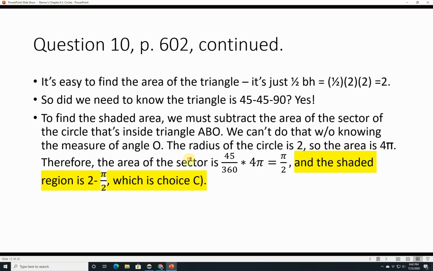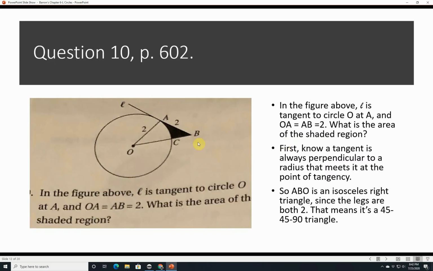But a simpler reason than that is to find the shaded area, we have to subtract the area of the sector of the circle that's inside triangle ABO. And we can't do that without knowing the measure of angle O. So the radius of the circle is 2, so the area is pi r squared, so 4 times pi. But if we didn't know this was 45 degrees, the only answer you could give is cannot be determined from the information given. And that's not an answer choice.